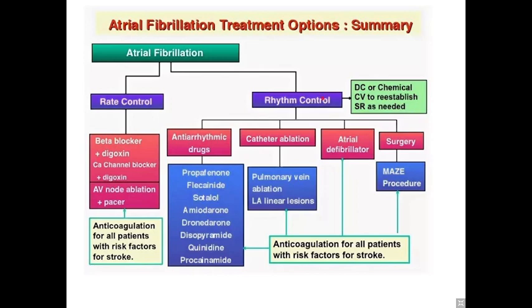Rhythm control therapy may be pharmacological or electrical cardioversion, antiarrhythmic drugs, then catheter ablation, atrial defibrillator, or surgical method of treatment. And anticoagulation therapy, very important for this patient. If the risk in CHA2DS2-VASc score is more than 1 point for men and more than 2 points for women, we recommend anticoagulation therapy for this patient.